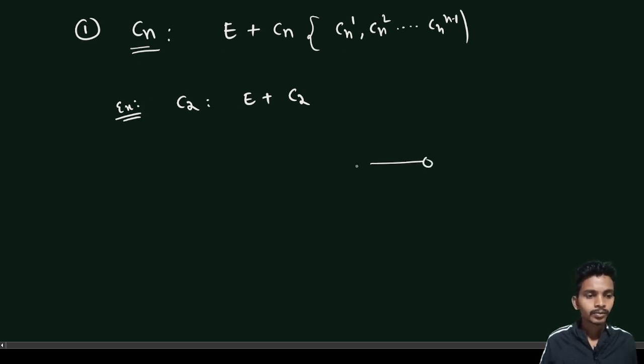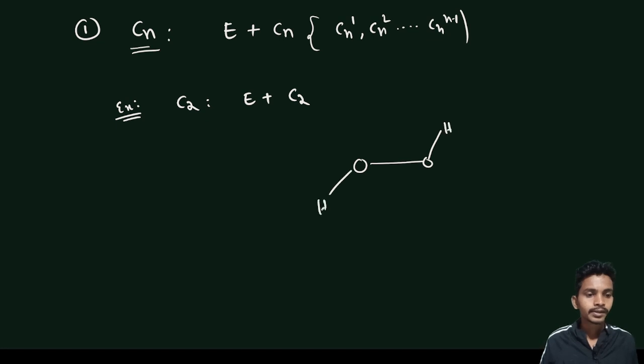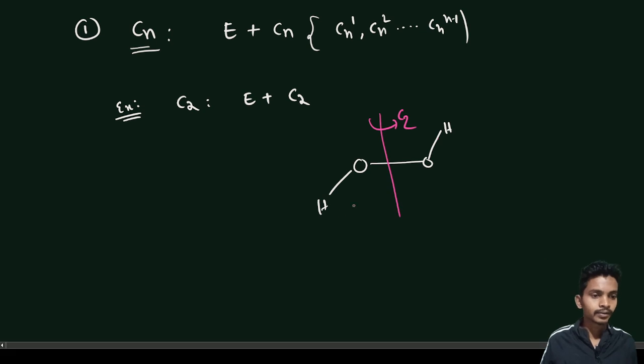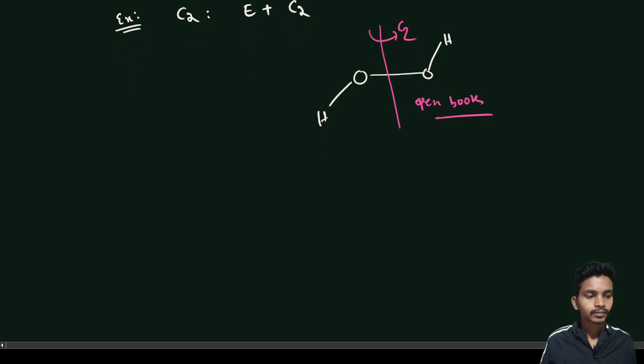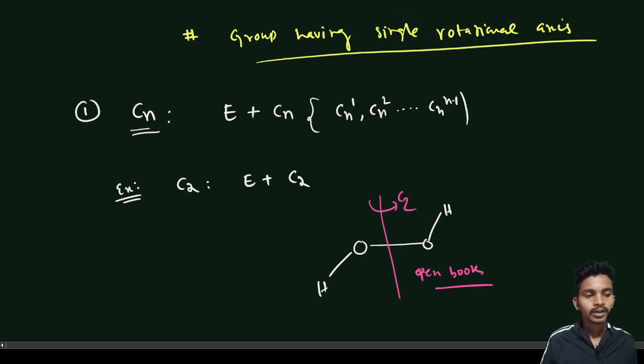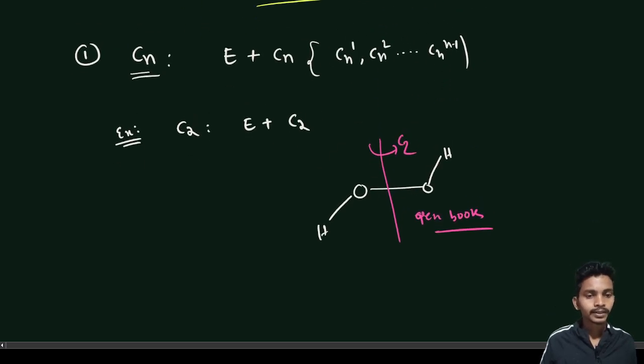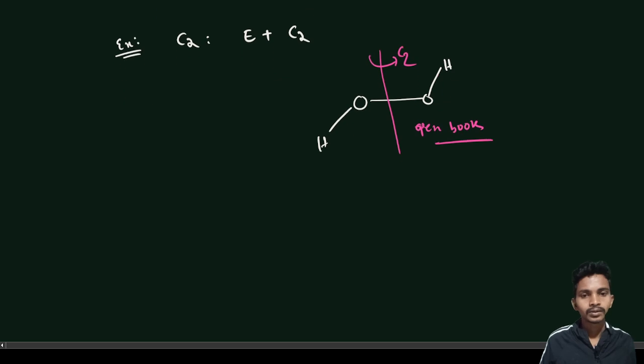Okay. So if I talk about examples, I can talk about H2O2, the open book. So this is H, this is H. So here if we rotate about the C2 axis, then this will come here, this will come here. Okay, so the C2 axis is present. This is in the open book. Similarly, we can talk about more Cn axes.